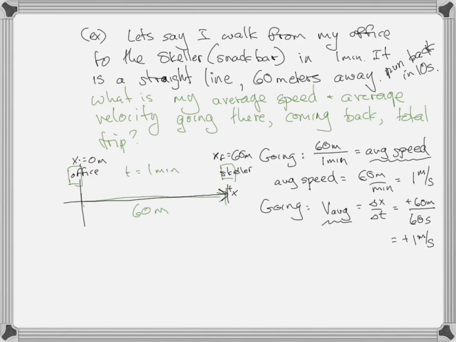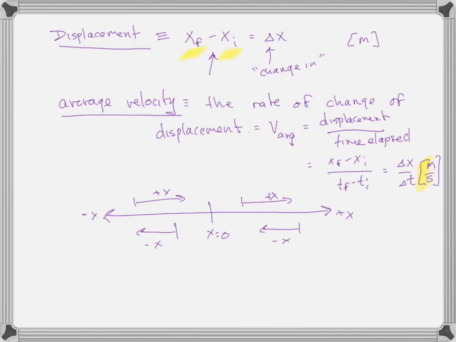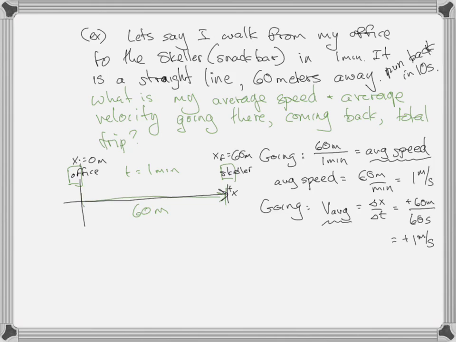Now, I actually want to say more about that plus sign. It is more important than you think it is. Because remember, average speed does not have a direction associated with it. The average speed is 1 meter per second, with no direction. The average velocity does have a direction. The average velocity is displacement over time, and displacement has a direction associated with it: plus x or minus x. So the plus sign indicates direction.